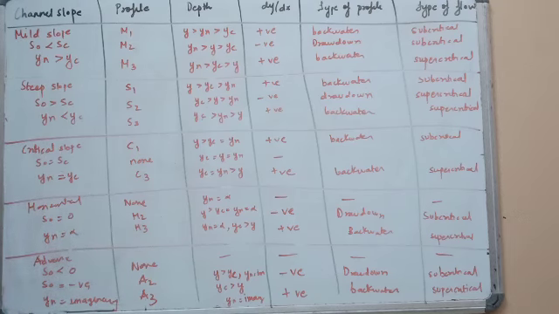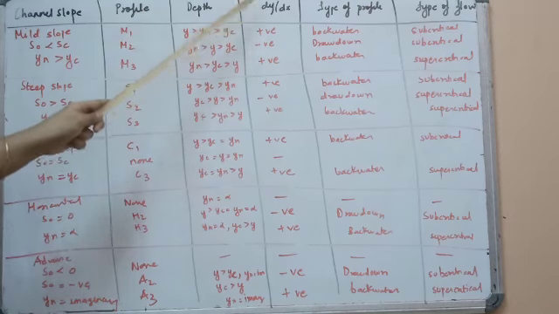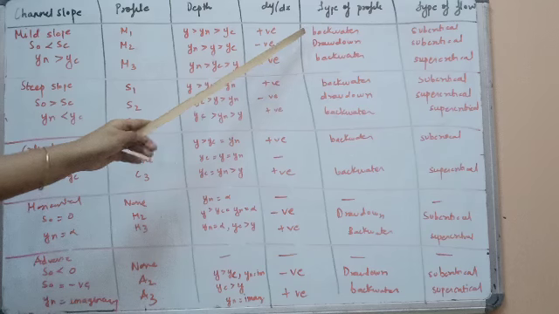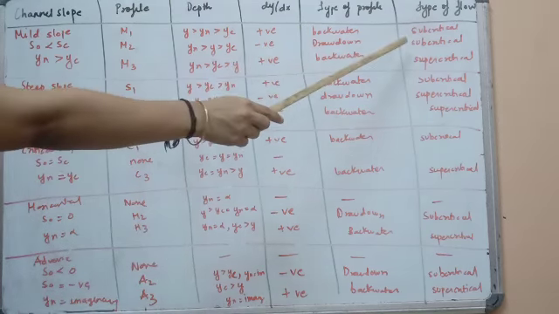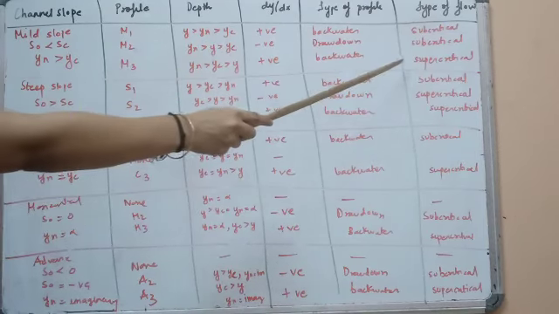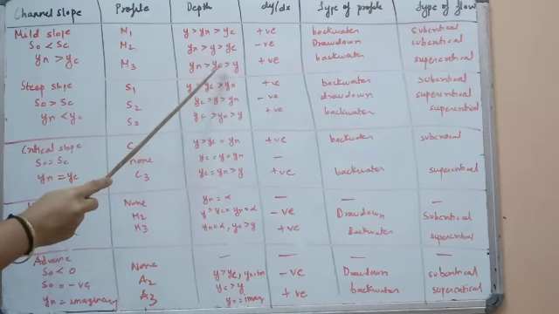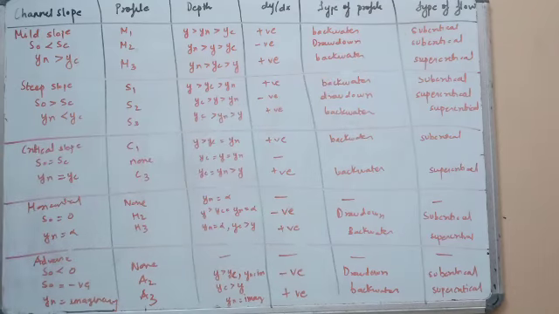First, I have taken the various slopes: mild slope, steep slope, critical slope, horizontal slope, adverse slope. Then what are the profiles available, and what are the depths where this y value will lie in these profiles, and what is the curve, whether dy by dx is positive or negative, and the type of profile, that is whether it is a backwater or drawdown, and whether the flow is subcritical or supercritical. A flow is subcritical when the depth is greater than yc, and the flow is supercritical if y is less than yc. Based on that condition, you can decide whether the flow is subcritical or supercritical.